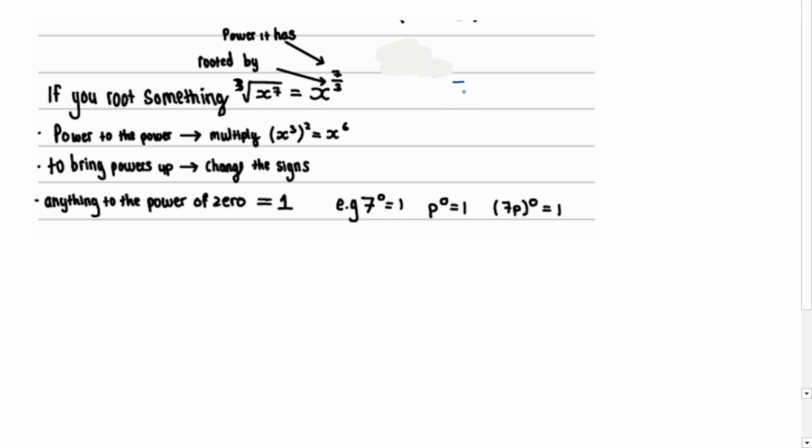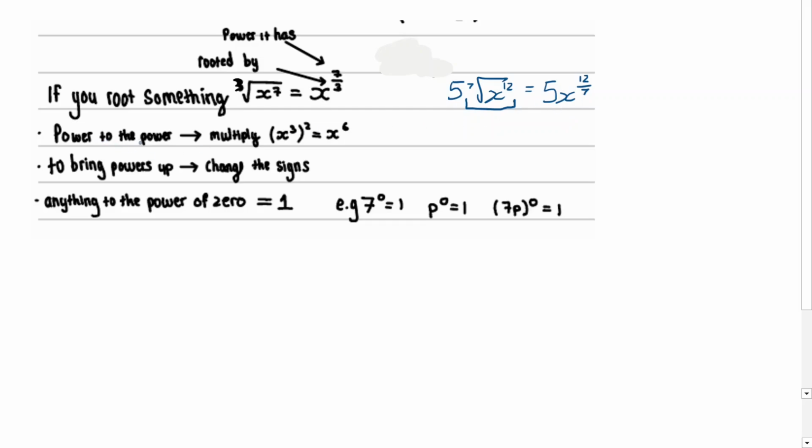Be careful if you have something like this, that the 5 is its own big number, and so it would just stay as is, and it's only the exact term that's being rooted that would be the power that it has over the rooting. So look out for that.